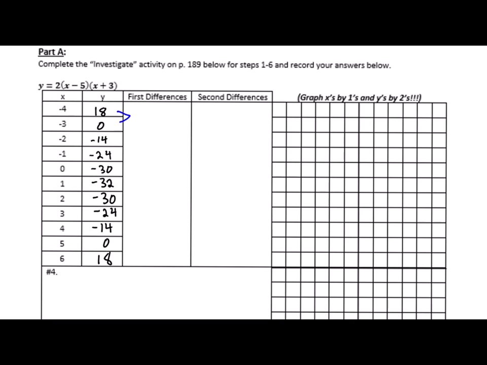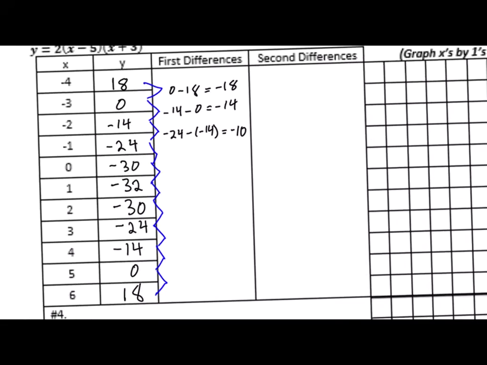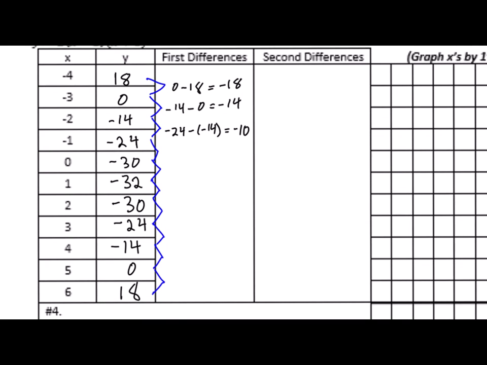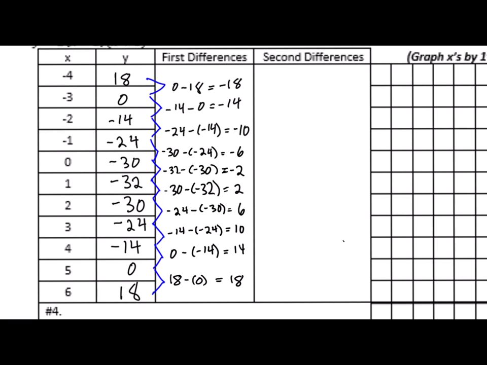Now, when we've done that, we need to do our first differences in order to check it. So now we get 0 minus 18, which is equal to negative 18, and so on. Once we complete the rest of the first differences, you're going to calculate the second differences, okay? As you go through, you're going to see that there's a pattern. There's a difference of 4 all the way down for your first differences.